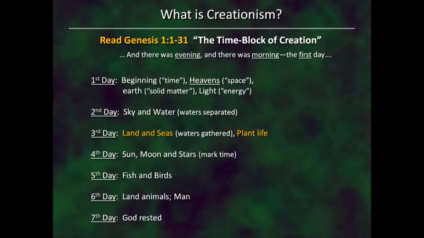And God said, let the water under the sky be gathered to one place, and let dry ground appear. And it was so. And God called the dry ground land, and the gathered waters he called seas. And God saw that it was good.